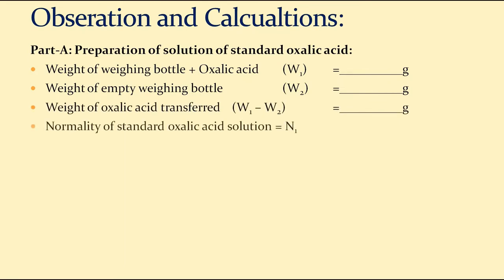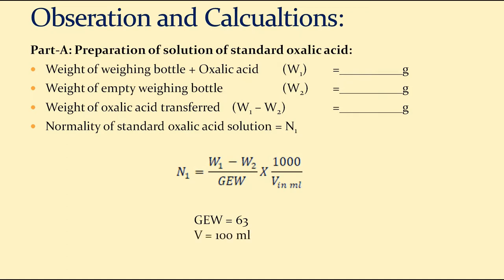Here we calculate the normality of the standard oxalic acid, which we indicate with N1. N1 is equal to (W1 minus W2) divided by the gram equivalent weight, into 1000 by the volume in ml. The gram equivalent weight of oxalic acid is 63: the gram molecular weight is 126, and the valence of oxalic acid is 2, so 126 by 2 is 63. The volume is 100 ml only; we prepare the 100 ml solution in the standard flask. This is part A calculation.